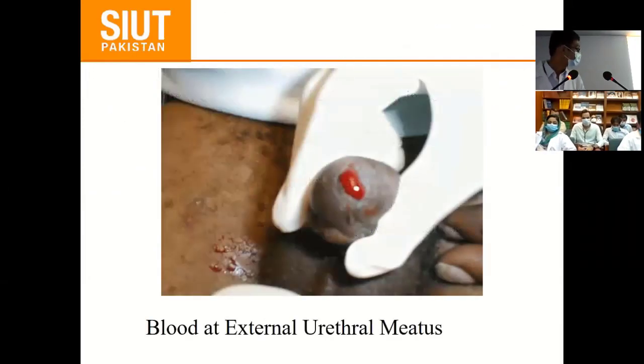This is the picture showing blood at the meatus. These patients should not be catheterized.